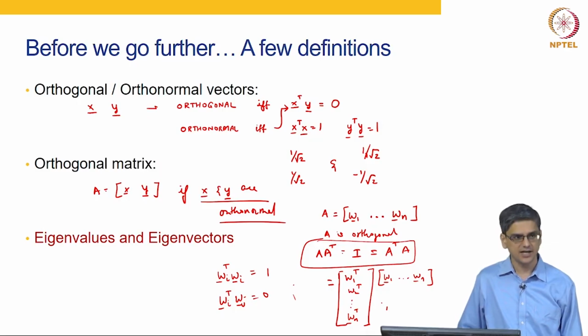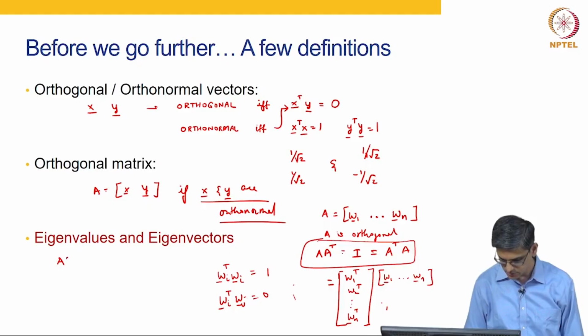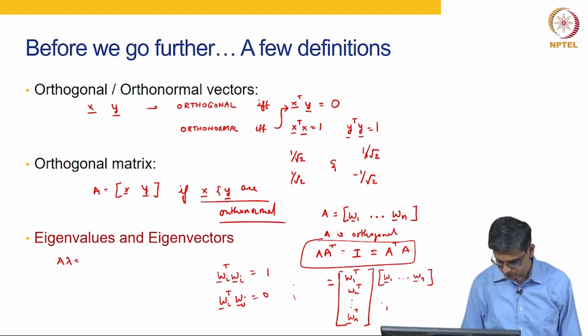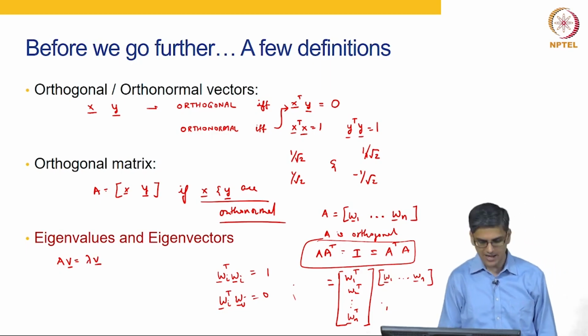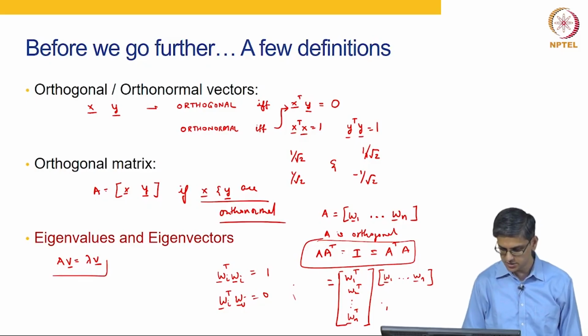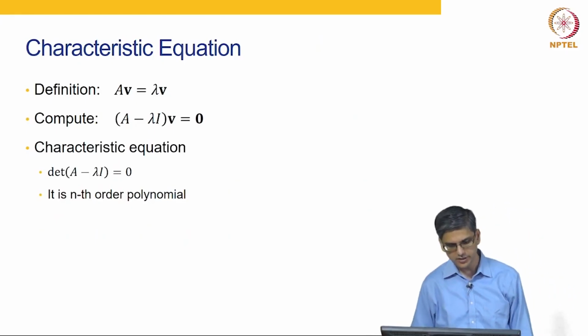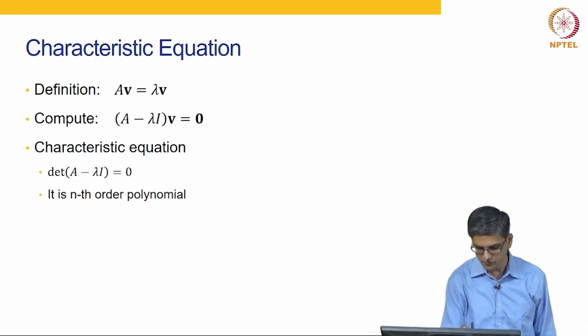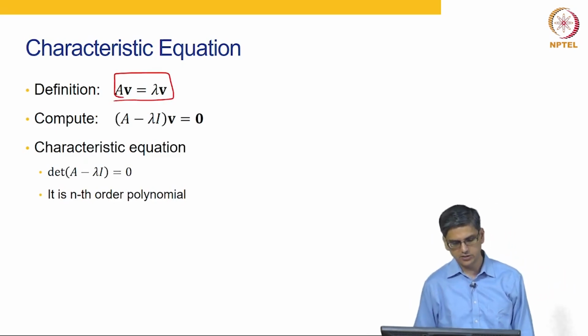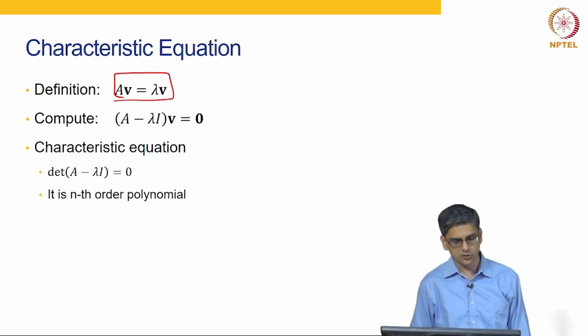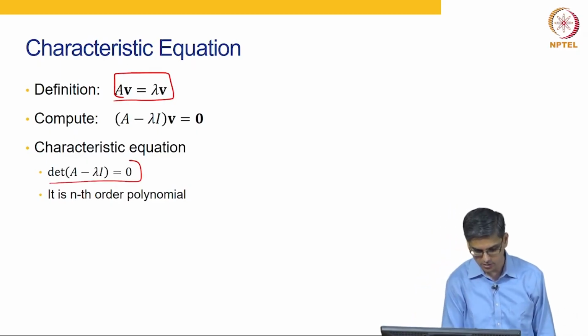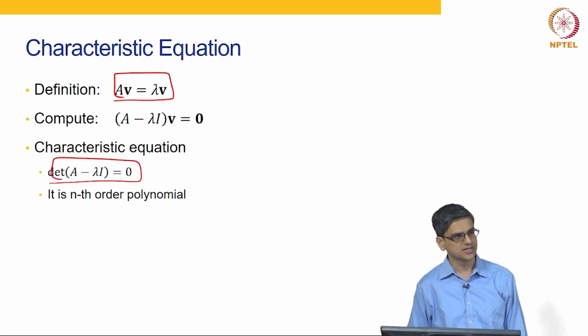And eigenvalues and eigenvectors, okay. All lambdas and v's that satisfy this equation are eigenvalues and eigenvectors respectively, okay. These are all things that you have done before, just a recap, okay. So, the definition of eigenvalues is this. How do we compute the eigenvalues? By computing determinant of A minus lambda I, okay.